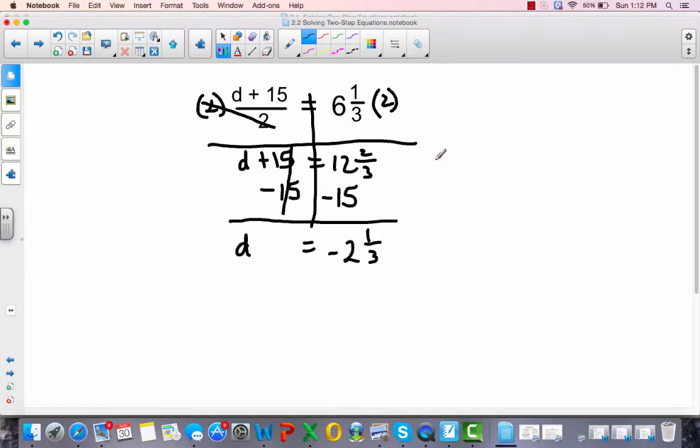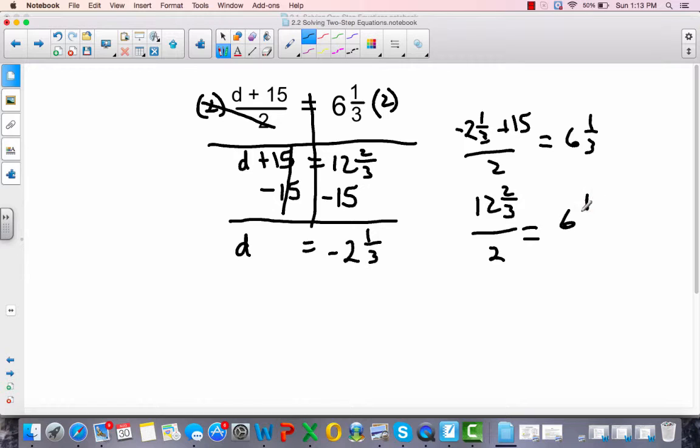So let's check our answer. We come up here and we go negative 2 1/3 plus 15 over 2 equals 6 1/3. Negative 2 1/3 plus 15 gives us 12 2/3 over 2 equals 6 1/3. 12 divided by 2 is 6. 2 divided by 2 is 1 equals 6 1/3.